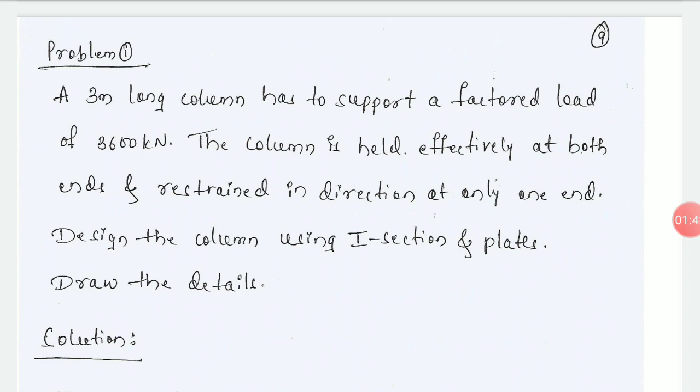He has also mentioned which sections are to be used as compression members. That is, he has mentioned to use I section and plates, a combination of I section and plate for the compression member. If only an I section is there, we can select the standard sections from the steel table. He has mentioned to use plates along with the I section, and that makes the section a built up section, right? So we will start with the design.